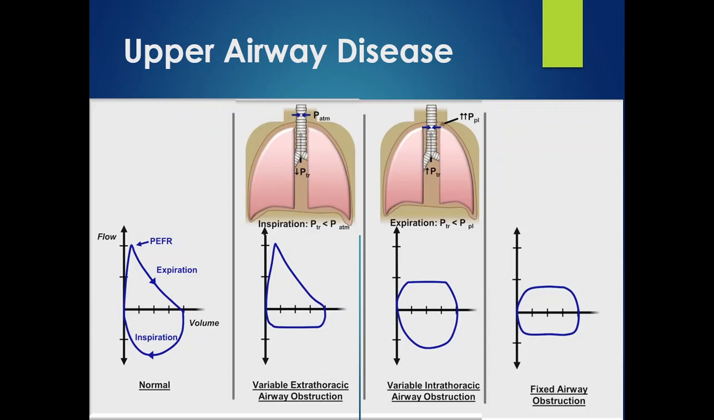If it's a fixed obstruction, whether it is extra or intrathoracic, both the inspiratory and the expiratory limbs will be flattened or box shaped, like in patients with tracheal stenosis.